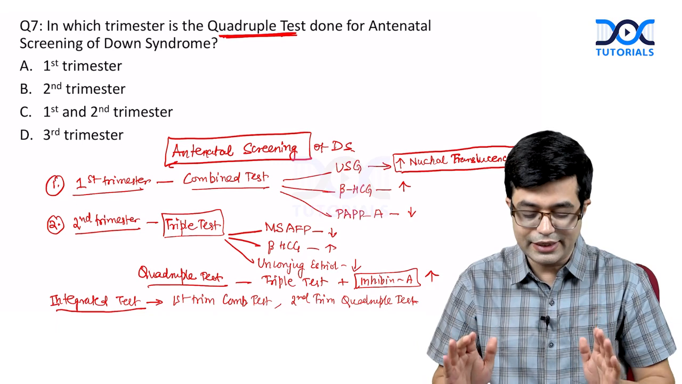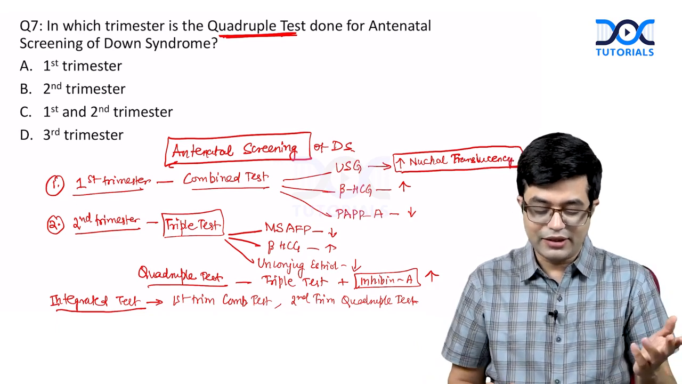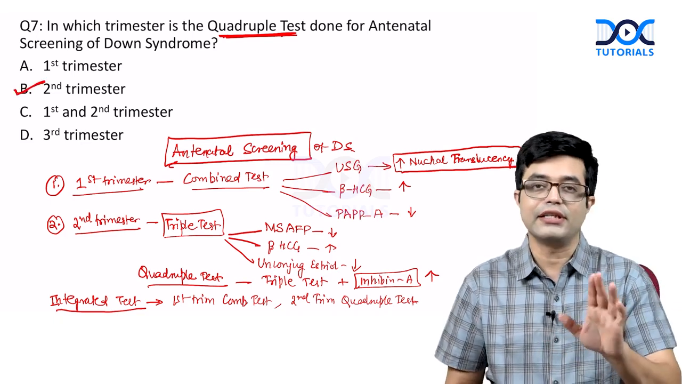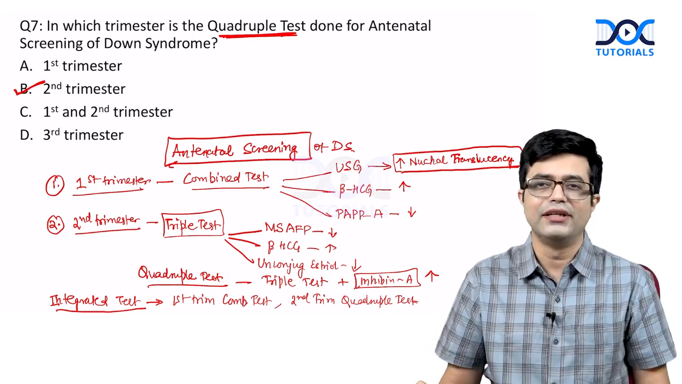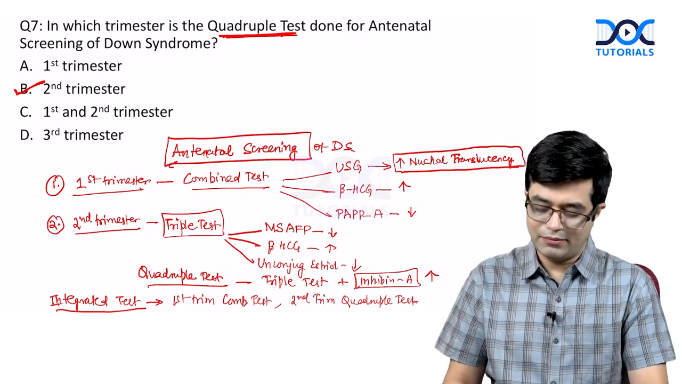So this is the antenatal screening. And in which trimester should it be done? Now the answer is very clear. Quadruple test should be done in the second trimester. It is not first and second trimester. And third trimester, obviously, we are not going to do any screening test or these markers.